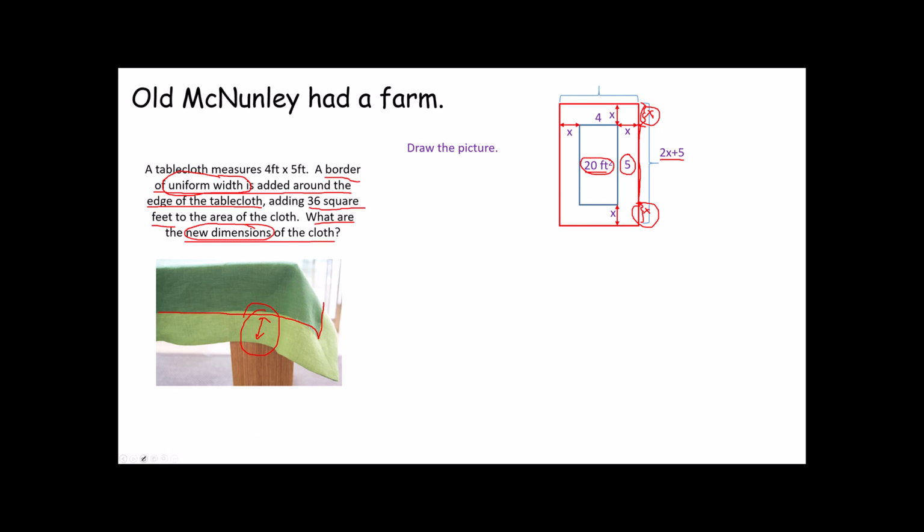I'm going to erase some of these marks because that's getting to be quite a bit. I'm going to change the color of my pen as well. Let's go with green. Originally, I had a width of 4. That was from here to here, or from here to here was 4. But now I've got more length over here. That's x. And I've got more length over here, that's x.